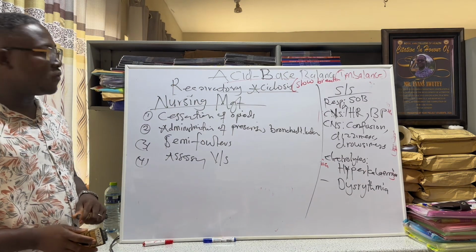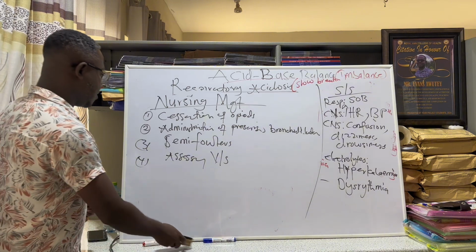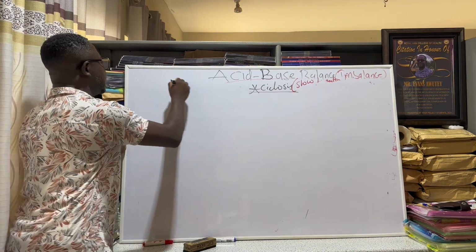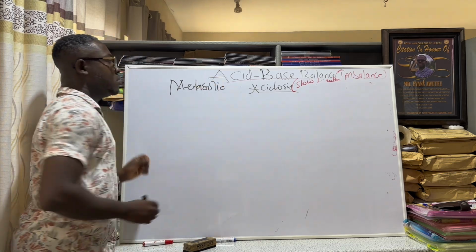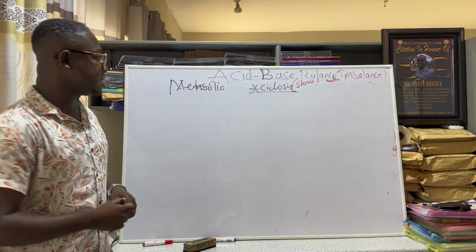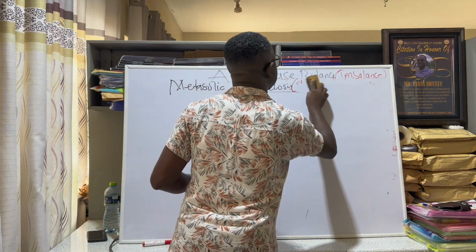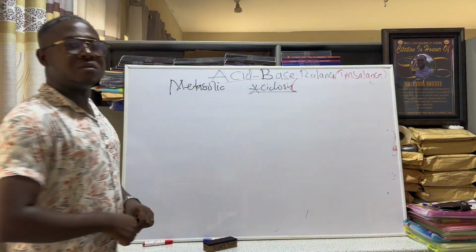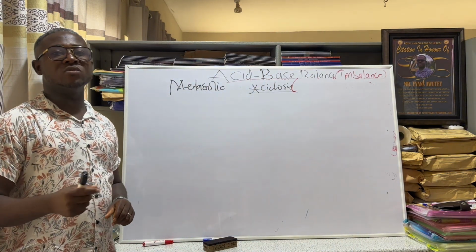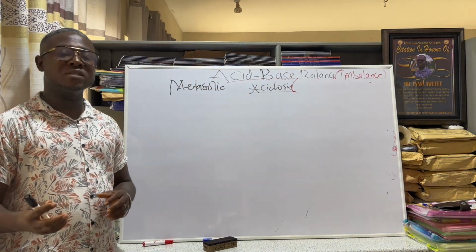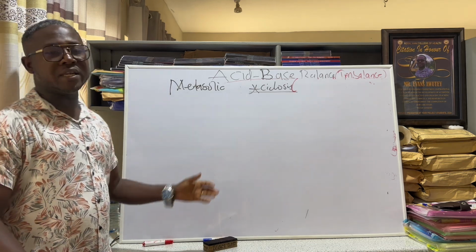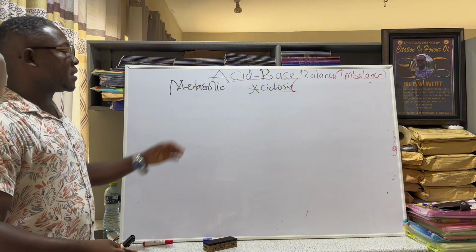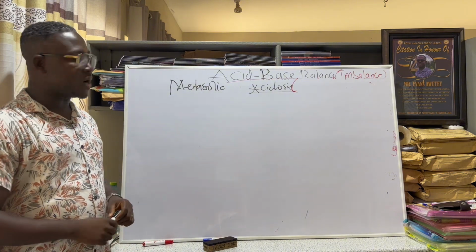So now we can move on to another condition. Now let's look at metabolic acidosis. When we talk about metabolic acidosis, it also means that there's a high concentration of hydrogen ion in the blood as a result of metabolic problem.